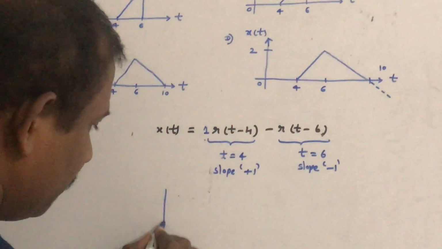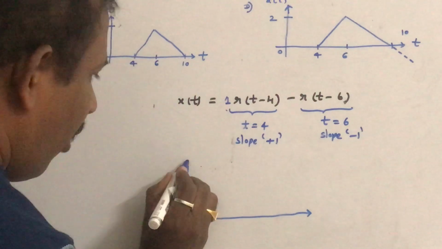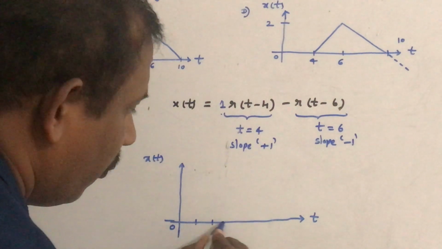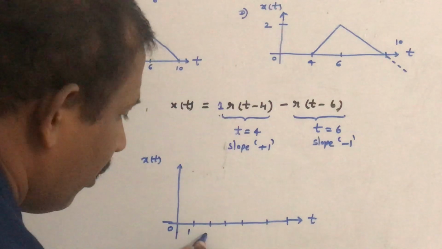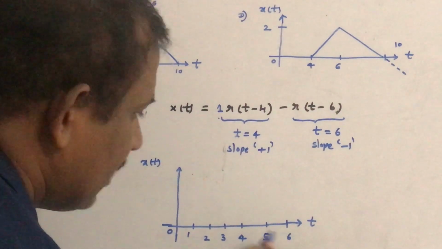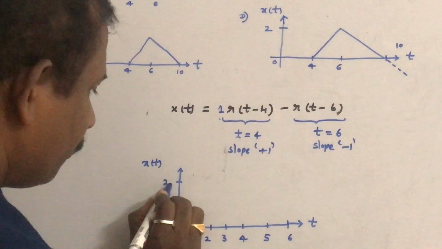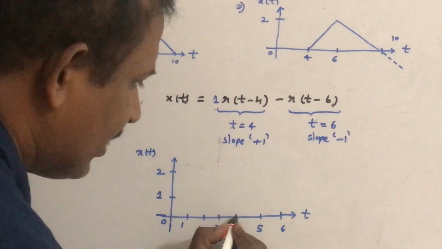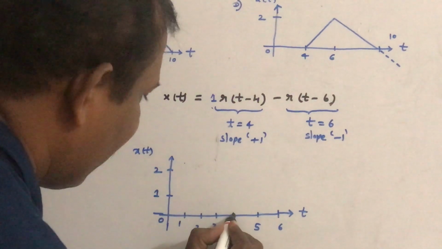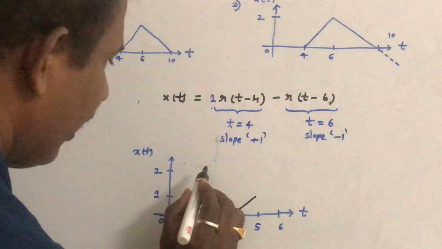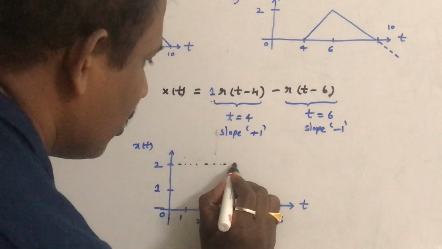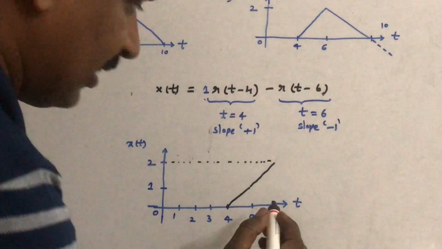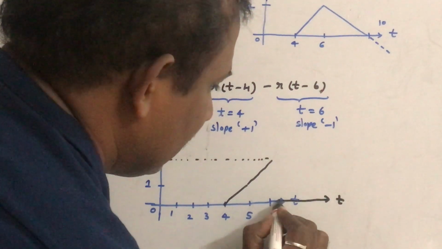So let us draw first. This is x of t versus t. So this is 0. So take 1, 2, 3, 4, 5, 6, 1, 2, 3, 4, 5, 6. Take the amplitudes clearly, 1, 2. Now we can see that the first ramp starts at t is equal to 4. At t is equal to 4, its amplitude is 0. Because of its slope 1, when the time reaches 5, its amplitude increases by 1 unit. When the time reaches 6, its amplitude increases by another 1. Therefore, it reaches an amplitude of 2.